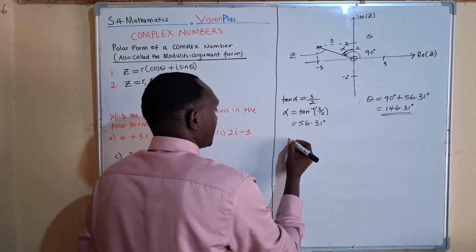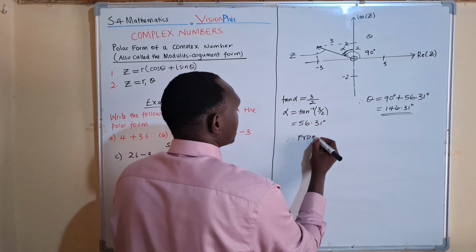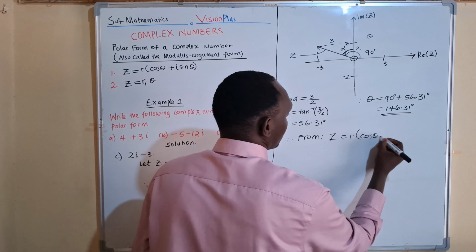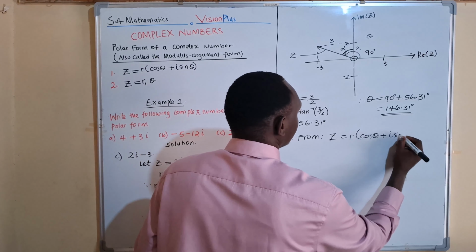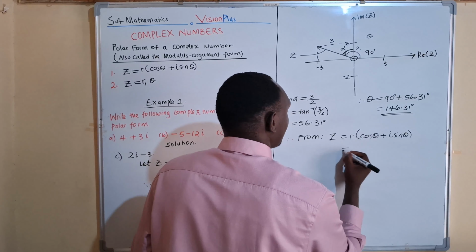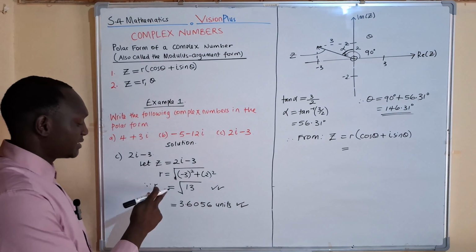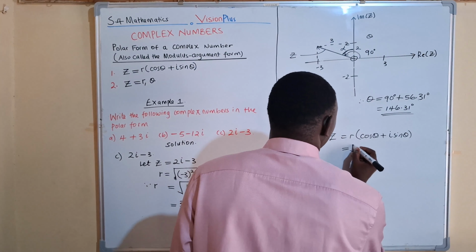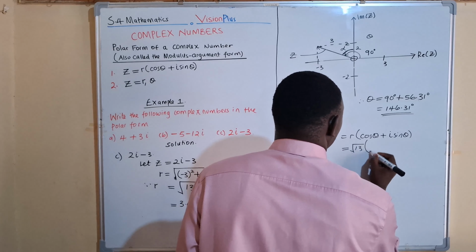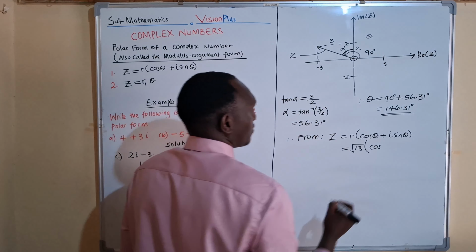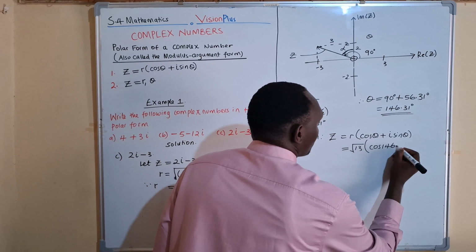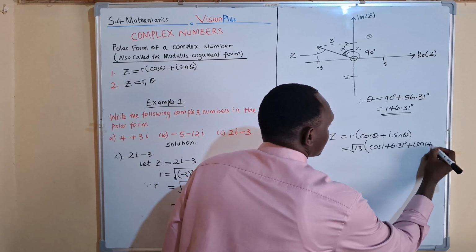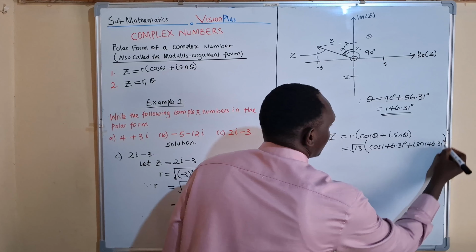Now you come and say, therefore, because you know that the polar form is given by z is r open bracket cosine of angle plus i, don't forget that, sine of the angle. This means that we need to substitute for r. You can either substitute for root 13 or 3.6056. So let me just substitute for root 13. Root 13 into cosine, what is the angle? 146.31 degrees plus i sine of the same angle, 146.31 degrees, and then you close the brackets.